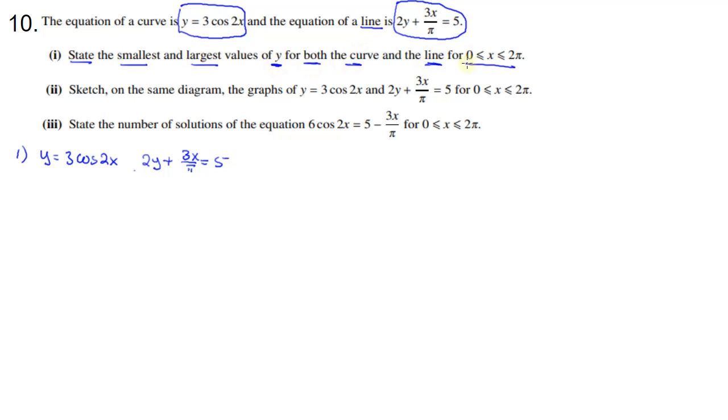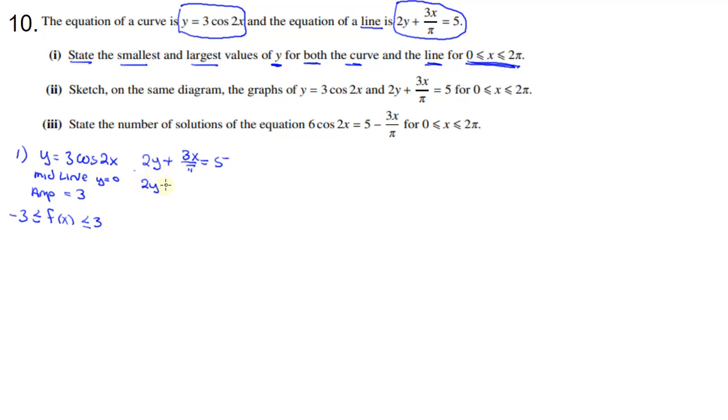First, this one is a periodic function, and we can see that the midline is going to be 0. And we can see that the amplitude is going to be 3. So it should be pretty easy to predict that the highest point is going to be y equals 3 and the lowest one is going to be negative 3.